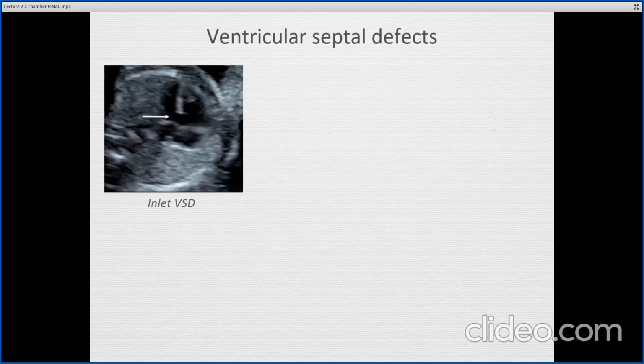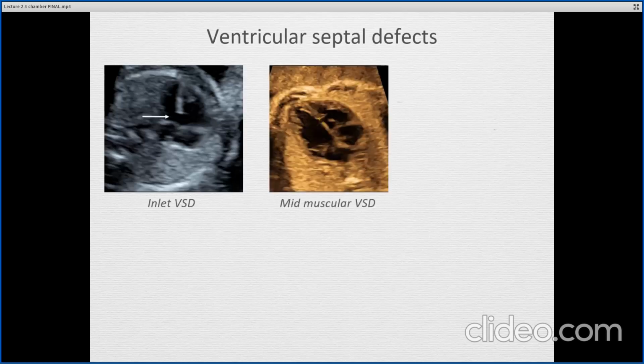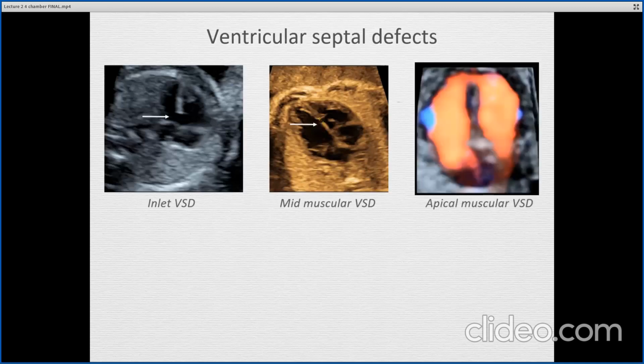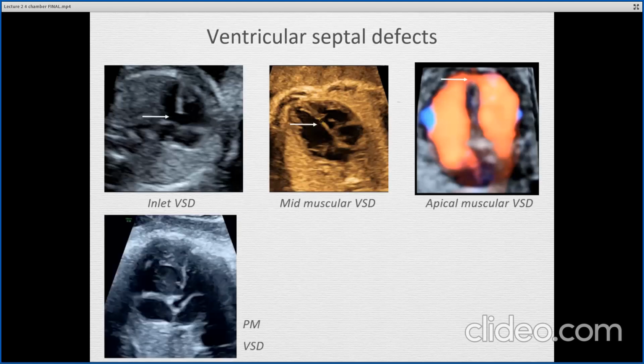Very often this is found as a combination of AV septal defect. This is an example of a tiny muscular VSD, which is seen in the middle of the septum, so it's called a mid-muscular VSD. So this is a VSD which is located in the apical muscular septum. Now we see another VSD in the LVOT just below the aortic valve. So this is perimembranous VSD.